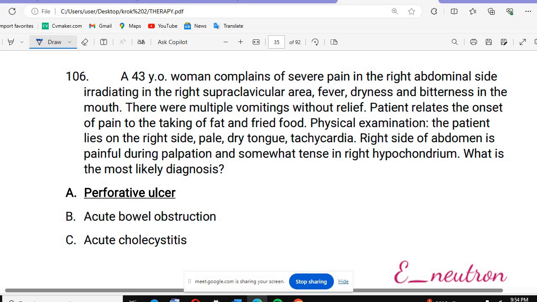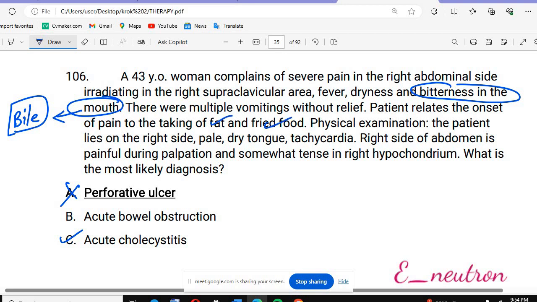This question I gave you yesterday, so correct this. This is not a perforated ulcer, this is acute cholecystitis. If you see, there is a bitterness in the mouth. I shared 3 questions in the hygiene group. So what we have seen: bitterness in the mouth. What is that? That is bile. Multiple vomitings without relief. The patient related the onset of pain to taking fatty and fried foods, and also there is tenderness in the right hypochondrium. So this is a case of acute cholecystitis. This is not a perforated ulcer.